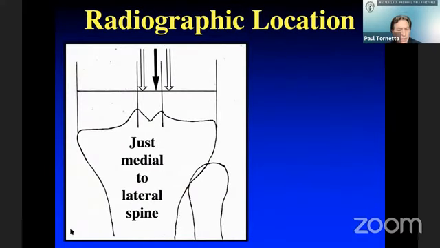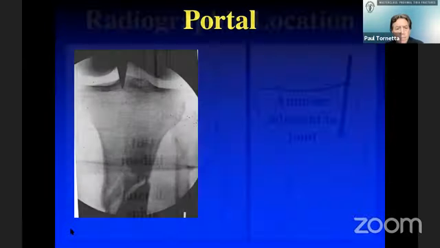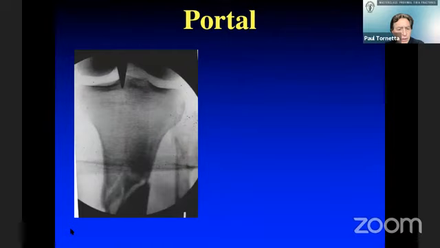Radiographically, it's the black line. So on average, it's just medial to the lateral tibial eminence. And on the lateral view, it looks like it's in the joint because it's between the articular surfaces of the joint.